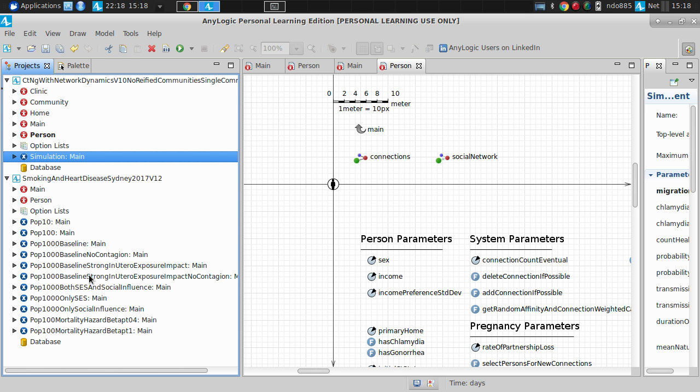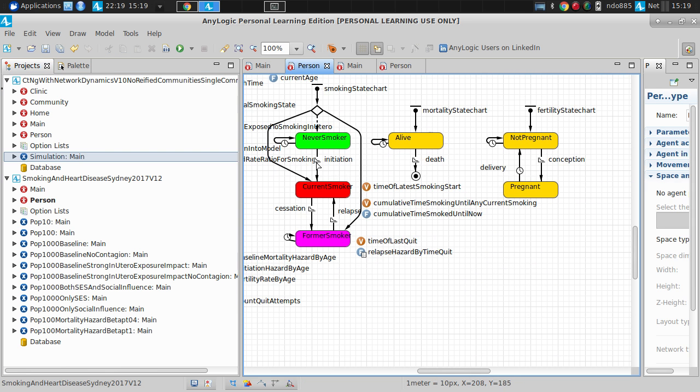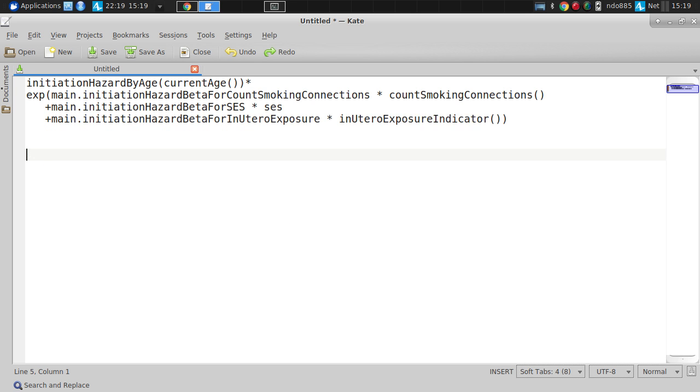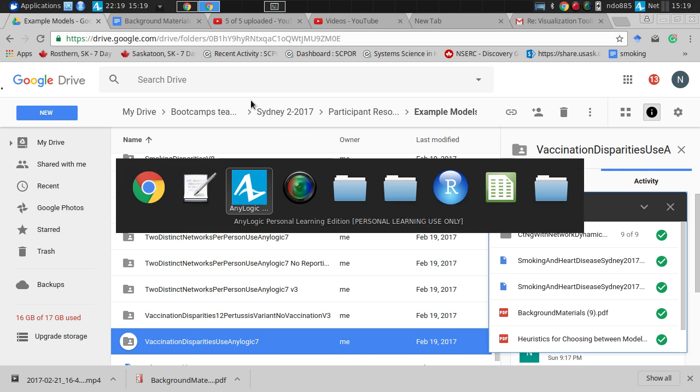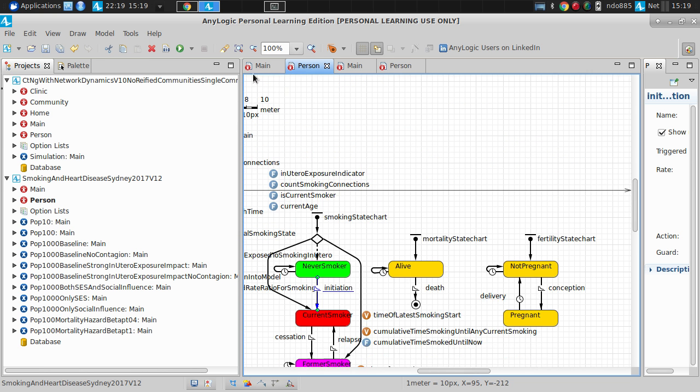We had added a representation of in utero transmission of propensity to become a smoker. And the way we had captured that within person was that basically someone was more likely to initiate smoking if they were exposed in utero. And I ran the model, and I didn't see a big difference within that breakdown of the population. I didn't see a big difference between smokers and non-smokers.